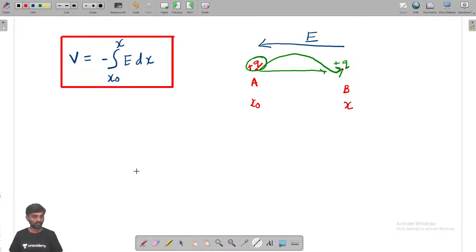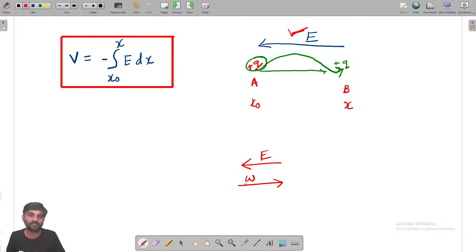Because you are trying to do some work against the field. The field, the electric field, is in this direction. Your work W is in this direction.